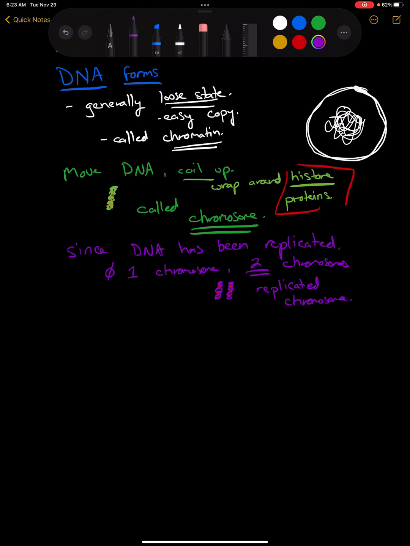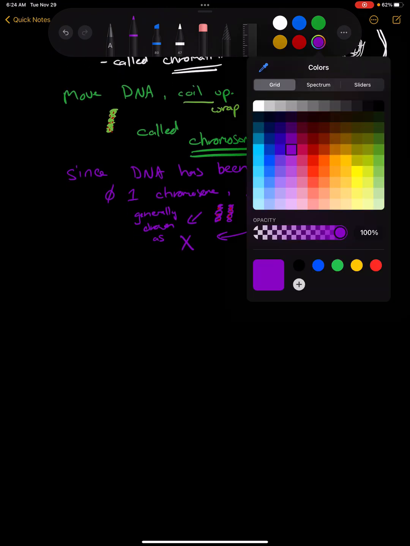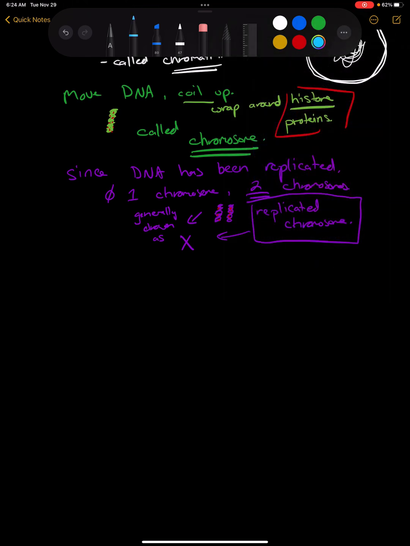But normally when you see it like this, you don't really see it drawn like this. Generally, this is drawn as an X, okay? So this is now my replicated chromosome, the X. Now there's a couple different structures on this replicated chromosome that we need to look at. So let's talk about my replicated chromosome. Again, it looks like an X.